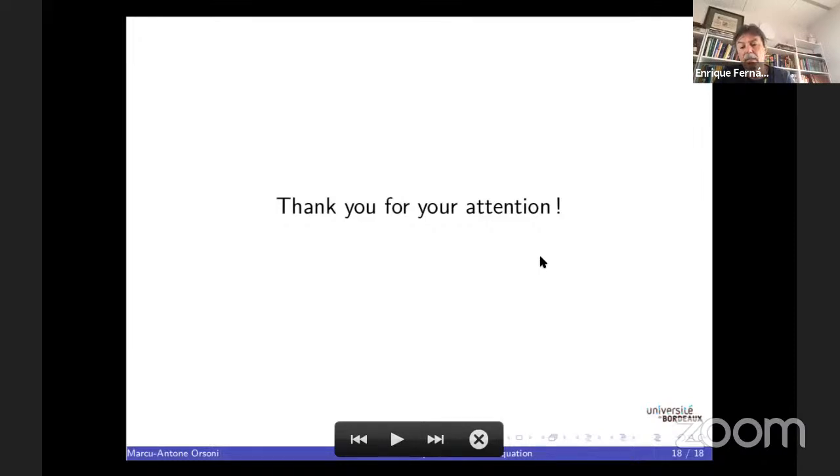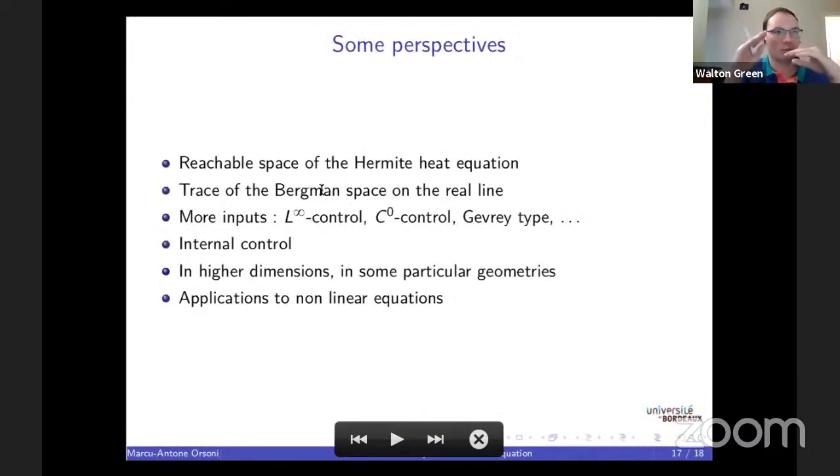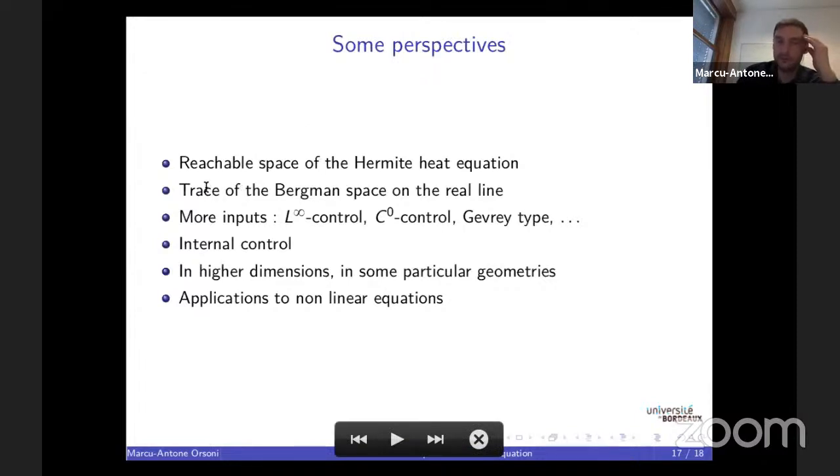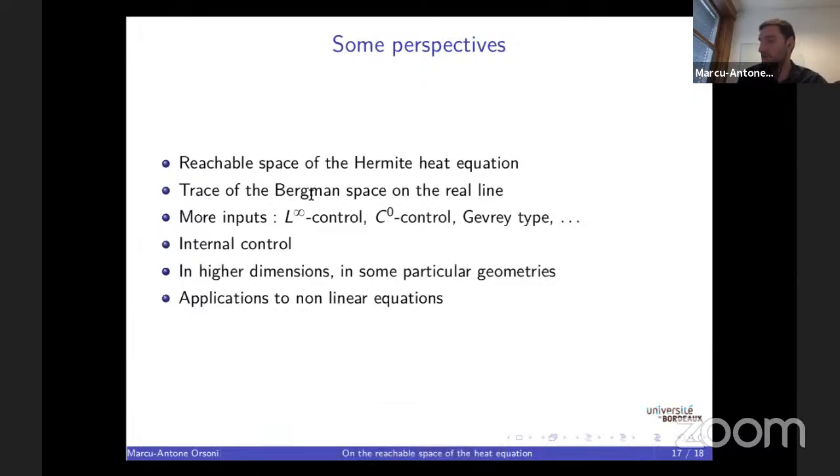Yes, I have one. So when you're talking about the trace question, you want an upper inequality, like bounding the Bergman space L2 norm on the square by the norm on the real line? So your question is, can we obtain an estimate between the norm on the Bergman space and the norm on the real line? But in fact, we have to find the good norm on the real line in order to identify the two spaces, the space on the real line and the space on the square. So in fact, it's a difficult question.